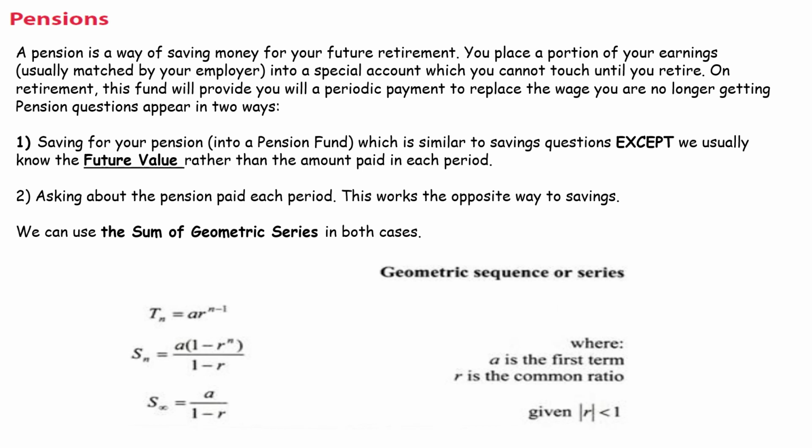So pensions work in two ways. The first way is saving for your pension, which is just like the last two examples. We just want to save. We set up our geometric series and we work towards the future, having that big bucket of money to have when we retire. The second way, and this is often why students aren't fans of pensions, is we could be asked about the payments that are made after you've retired.